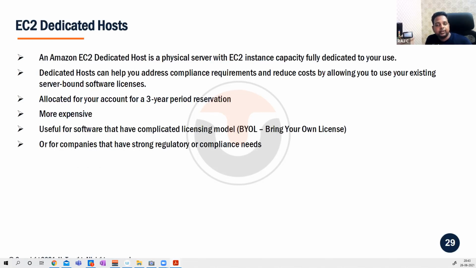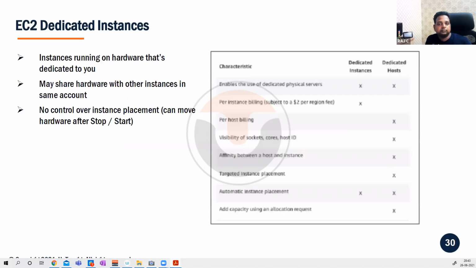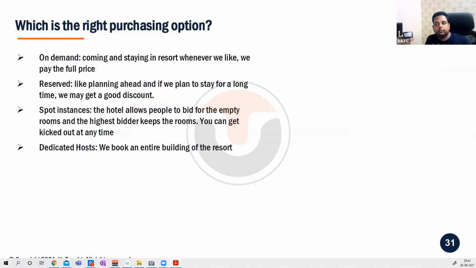Okay. Dedicated host, again, the entire hardware will be allocated only for you and it will not be shared with anyone else. Okay, and this is very expensive. It's allocated for your account for a 3 year period reservation whenever you go and buy a dedicated host. Okay, then I just explained it.